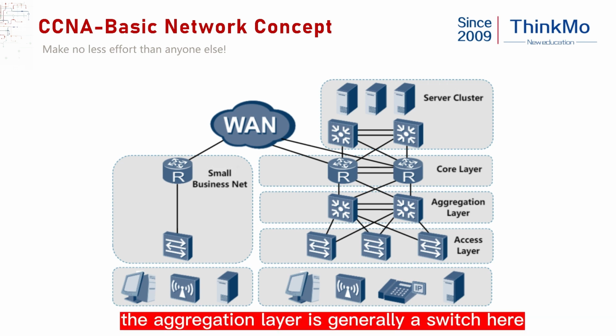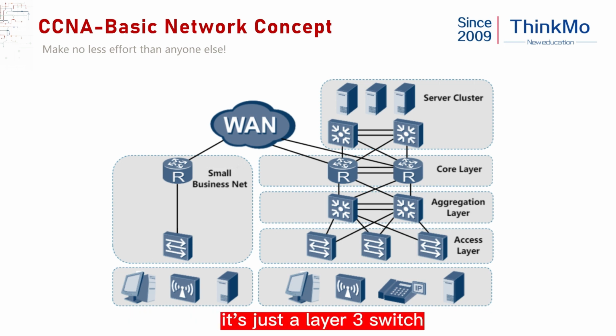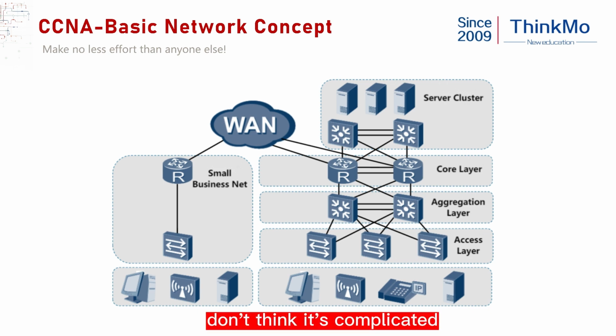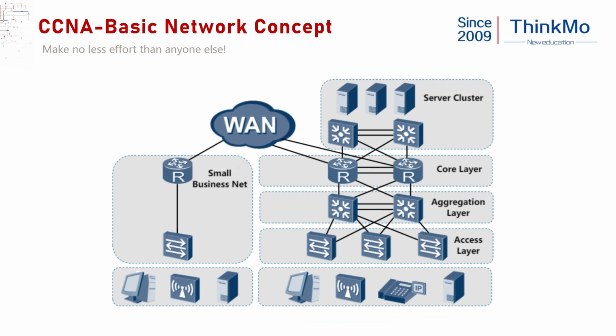The aggregation layer is generally a layer 3 switch. Everyone can see it supports us running routing protocols such as OSPF. It is a layer 3 switch, and below it is a layer 2 switch. First, let me tell you, we are actually teaching more for a small business network. So for this architecture, don't think it's complicated, because it's learned slowly. It is not something you must master at this stage.